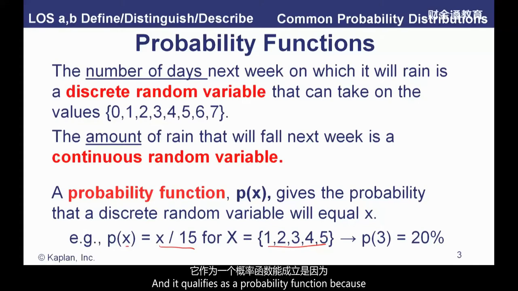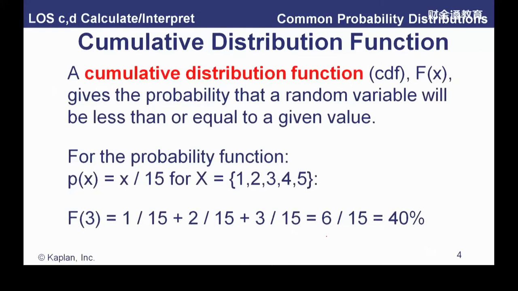And it qualifies as a probability function because there are no negative values. We can't have negative probabilities. They have to be between 0 and 1. And if we add up all the probabilities for the 5 outcomes, it comes out to 100%. Because we've got 1, 2, 3, 4, and 5 add up to 15, so we've got 15/15ths overall, so that's 100%.